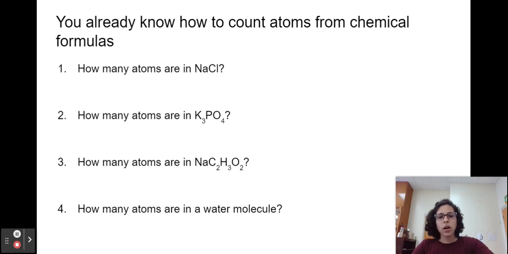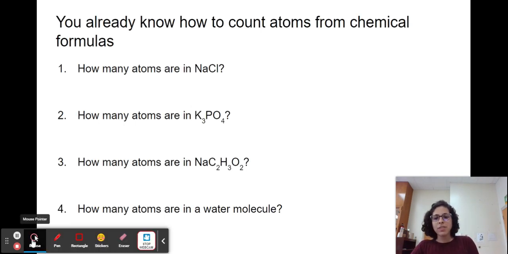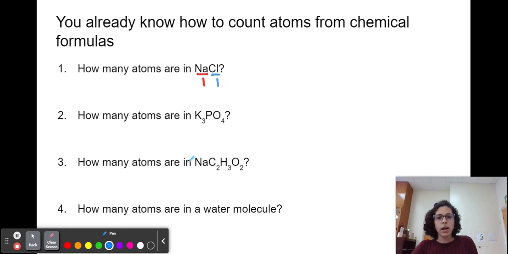Remember that our subscripts will tell us how many of each atom we're going to have. In this case, sodium has no subscript, so that's just going to be one sodium atom. And chloride also has no subscript, that would just be one chloride atom or ion. And then if we did the rest, we would do the same thing. So for potassium, you have a little subscript 3 after it. That would be 3 potassium atoms. Our phosphate has no subscript, so that would be 1 phosphate atom. And our oxygen has a subscript of 4, which would be 4 oxygen atoms.